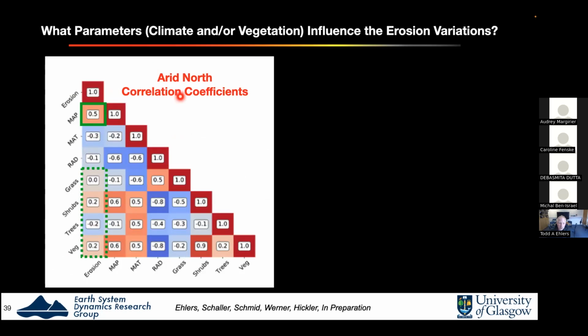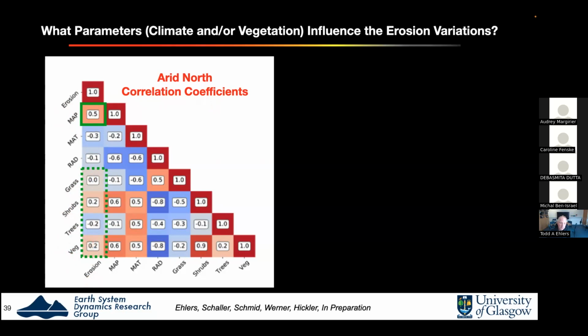I'll start with the arid north setting here. What the numbers represent is the Pearson's correlation coefficient. You don't really need to worry about all this. It's just every parameter correlated with every other. You just need to focus on this column here. The key point is that for mean annual precipitation, you have a moderate positive correlation with the erosion rates. And when you look at changes in plant functional types, grasses, shrubs, trees, or the total vegetation cover, the correlation is very weak to non-existent.